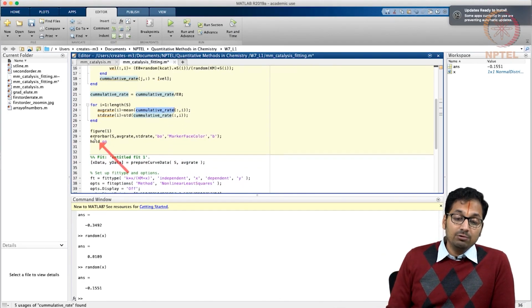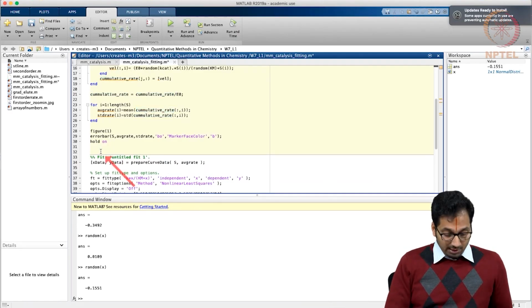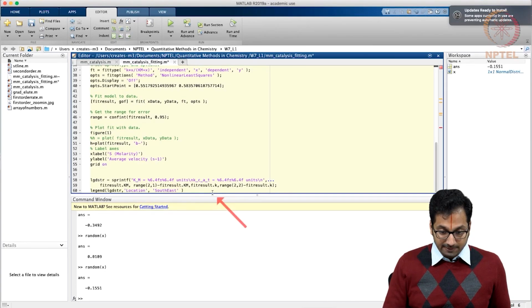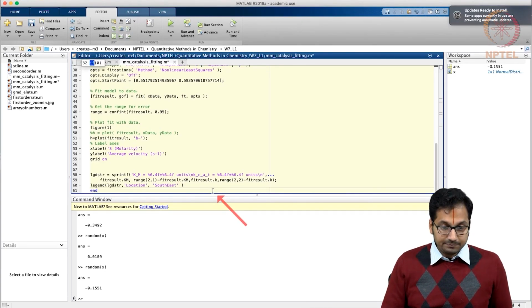And then I am going to plot the error bar. Let me not fit this curve for now, so that we understand how we can fit it ourselves using the curve fit tool.